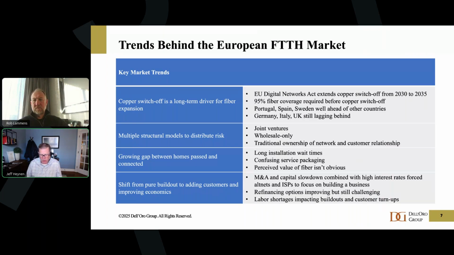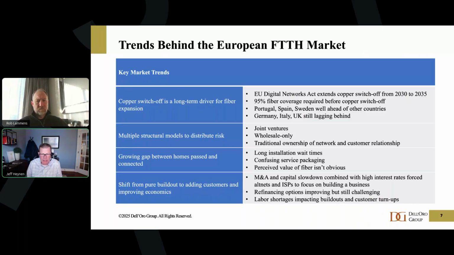So you've got more variability in terms of joint ventures. You've got wholesale only access models. And then you have your traditional end-to-end PTT network ownership of the network, the underlying infrastructure, as well as the customer relationship. So that obviously adds a little bit of variability to how you approach the design and build out phase of your fiber networks.